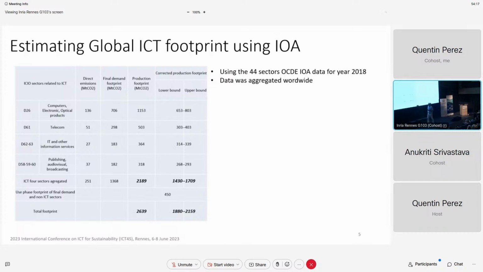You see here the 4 sectors that are relevant for ICT in the OECD classification. The first one is computers, electronic, optical products. If you add up the direct emissions here, you end up with a number, since it's additive. You can do the same with the final footprint here; you add it up and you have this figure.